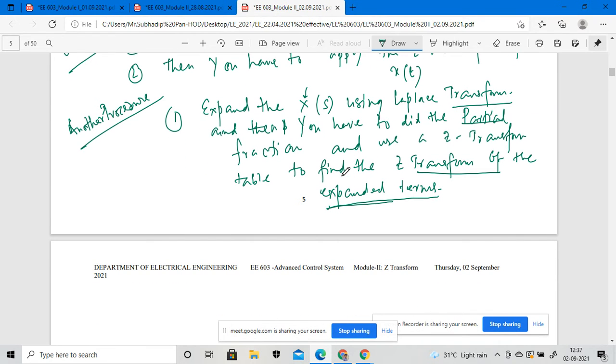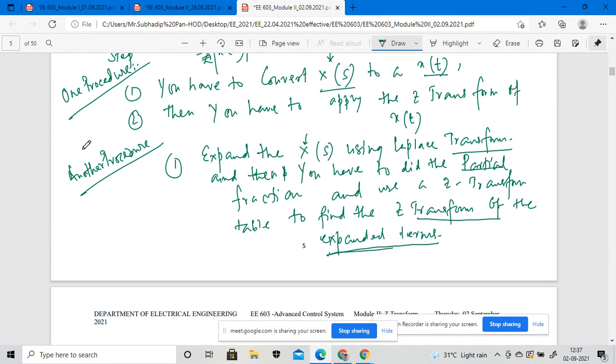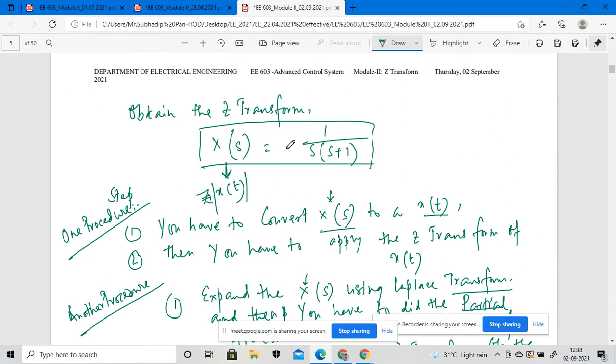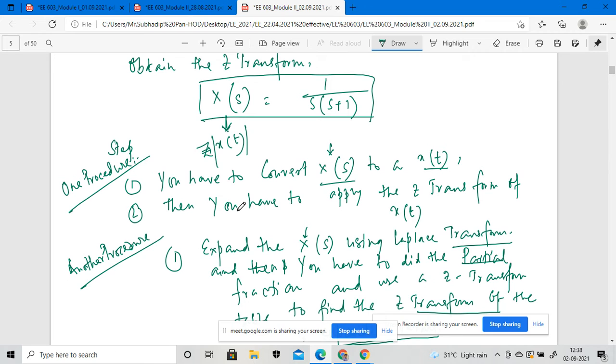So these are the two procedures we can use to approach this type of equation for doing the Z transformation. Another approach will be there, but we cannot discuss it now because it is for higher applications, so we will discuss it later on. Using the inverse Z transformation also we can do this.